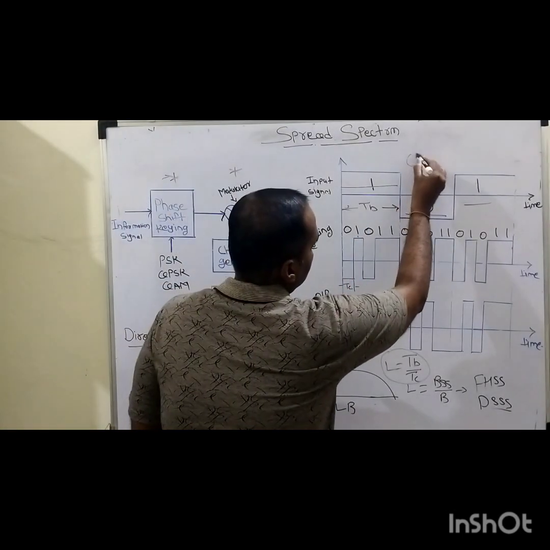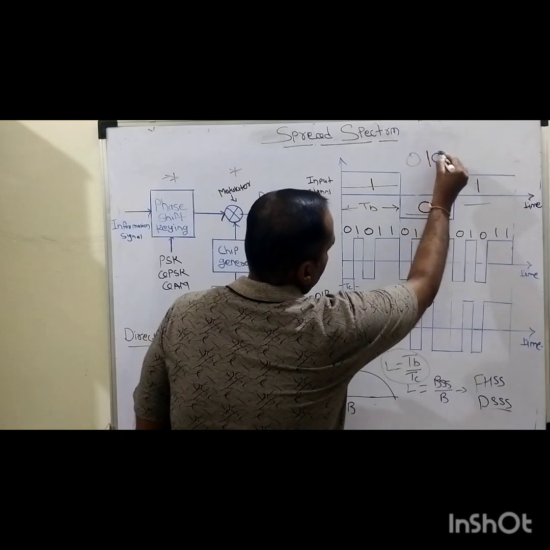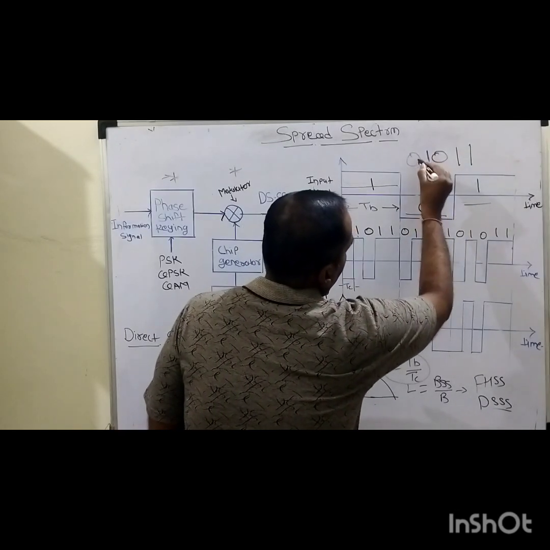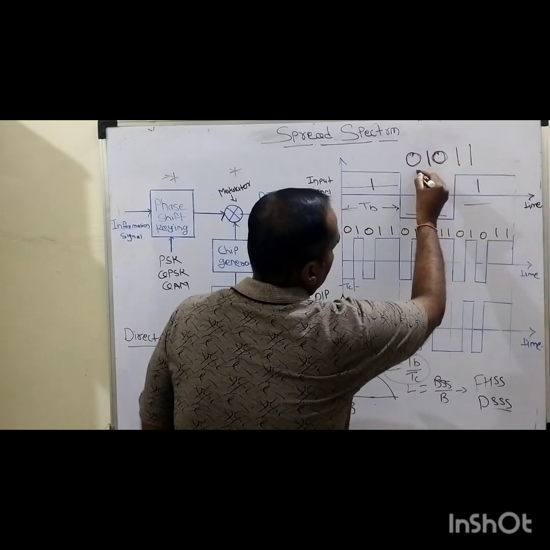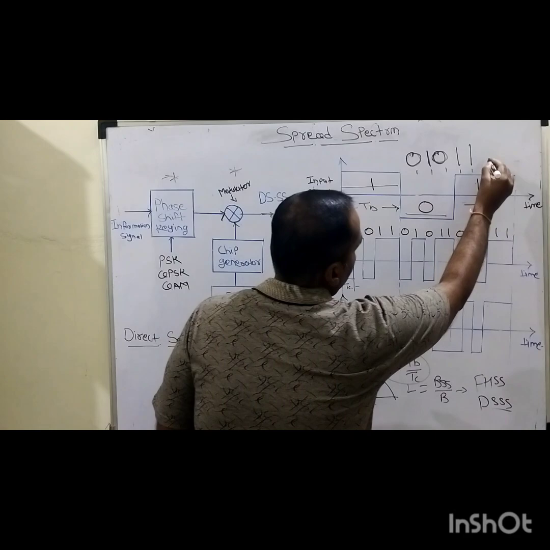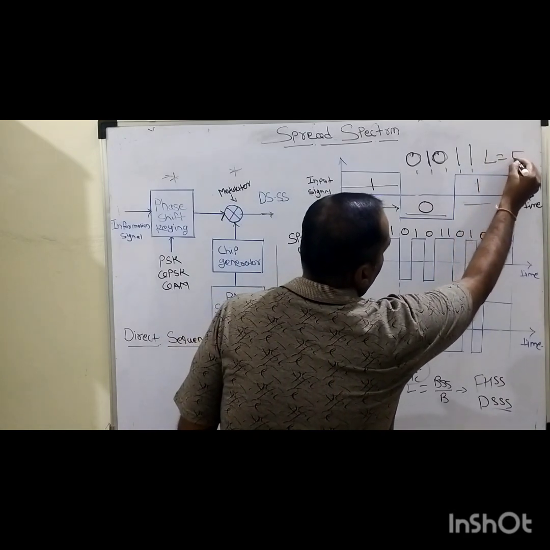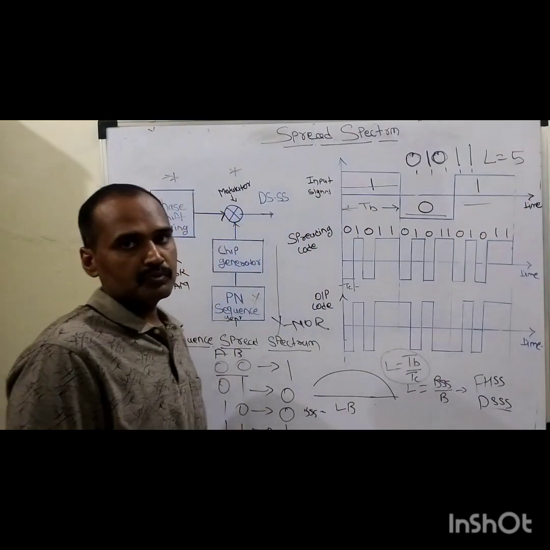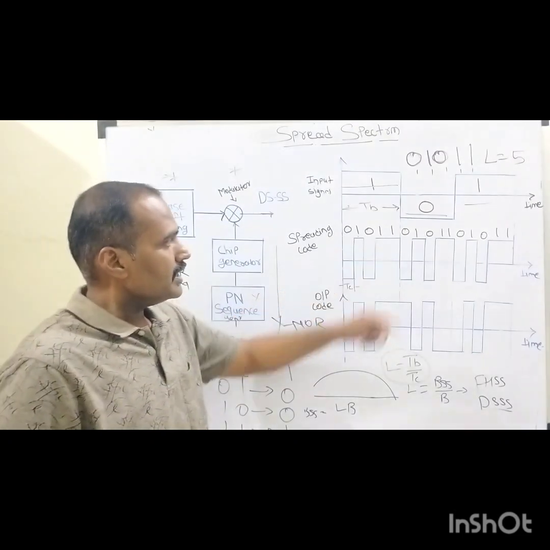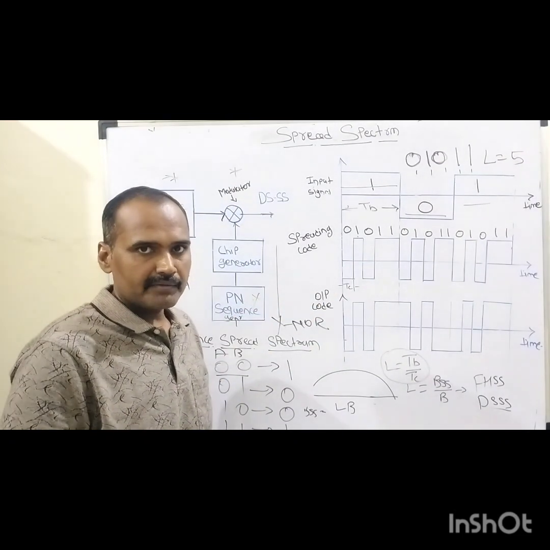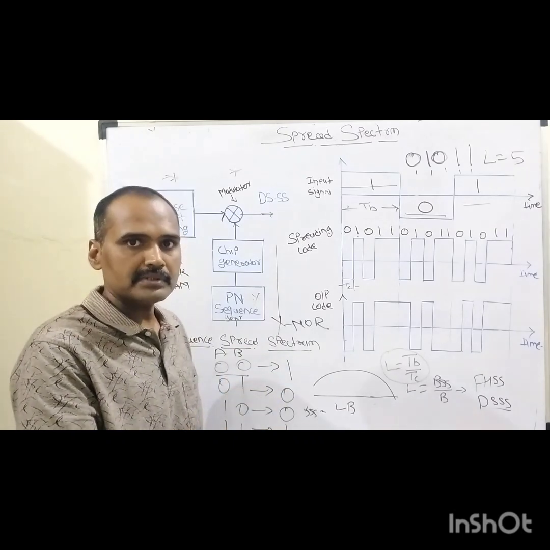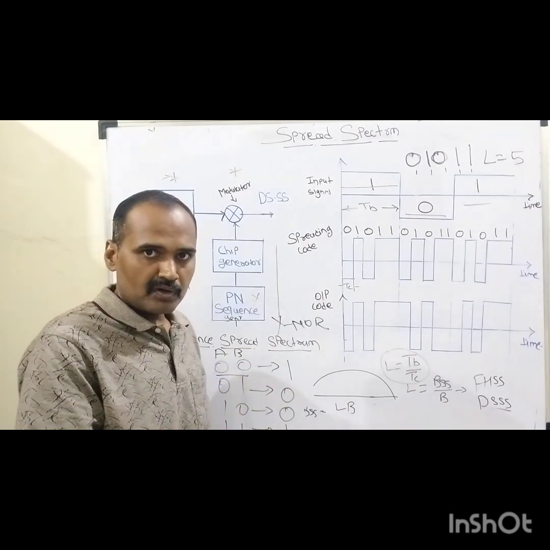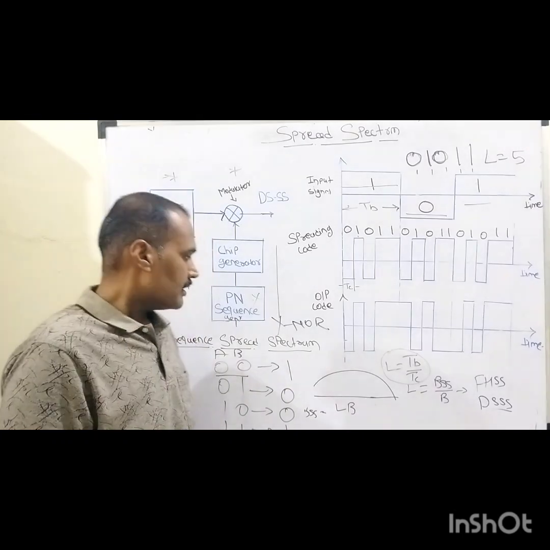The spreading sequence is like this. Here I will write it: 0, 1, 0, 1, 1. So 1, 2, 3, 4 and 5, which means capital L equals 5. The length of the chipping sequence or the length of the spreading sequence is 5. There are 5 identical bits, taking into account certain logic for the purpose of transmission from source to destination.